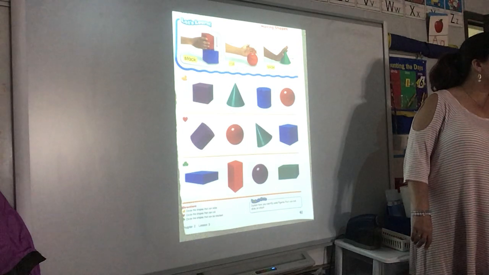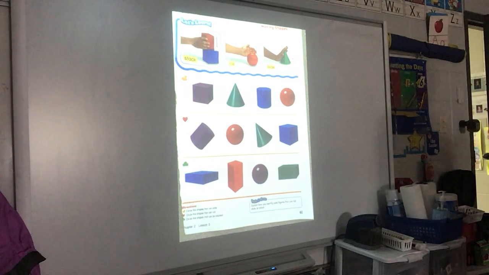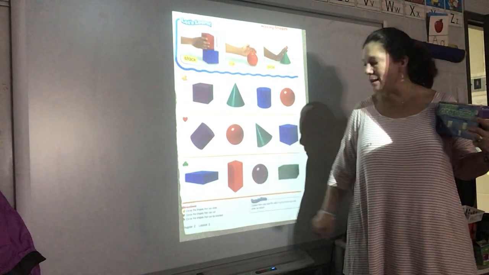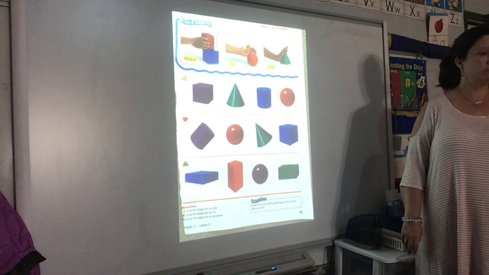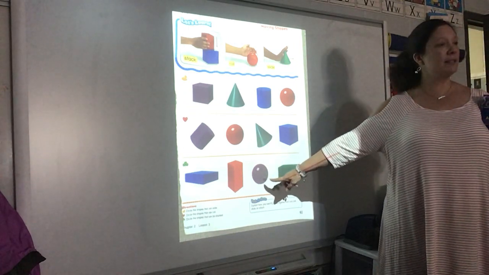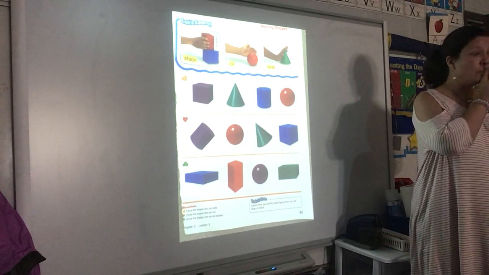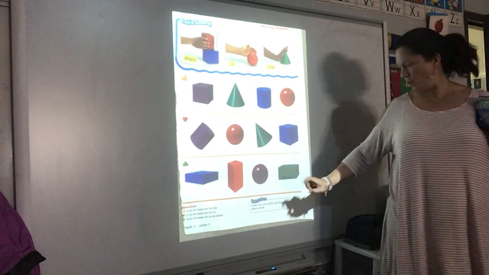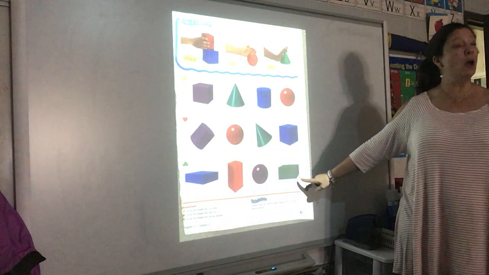We're on the last row. It's the clover. What about this rectangular prism? Can it stack? Yes, it can. Circle that one. What about the sphere? Can the sphere stack? No. What about this rectangular prism? Can this one stack? Yes.